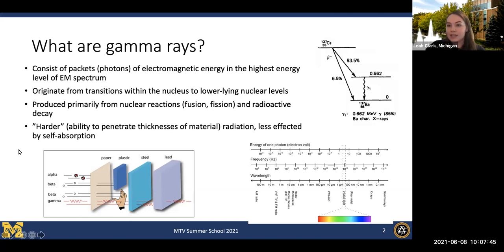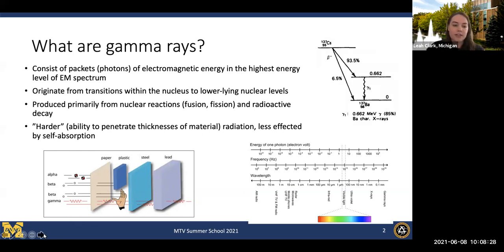One thing to briefly mention is the type of radiation gamma rays are. Gamma rays are a quote unquote harder type of radiation, meaning this pertains to their ability to penetrate thicknesses of materials. If we look at this diagram down here, we can see that gamma rays are less affected by self-absorption, and they can penetrate materials that alpha particles or beta particles cannot. That's why, when we are doing experiments in nuclear engineering and nuclear physics and we want to use shielding for gammas, lead is a very nice and common type of shielding.